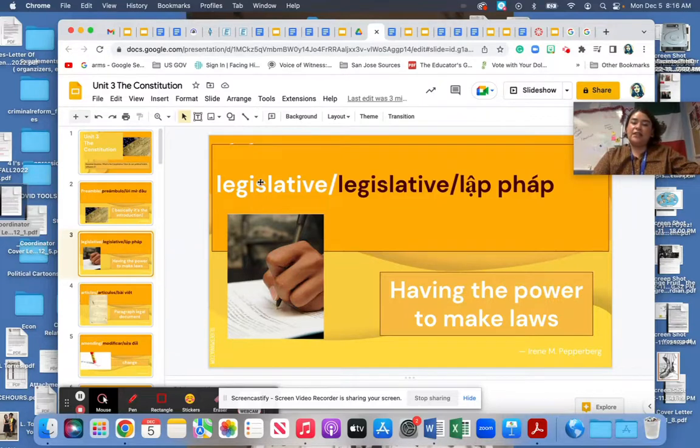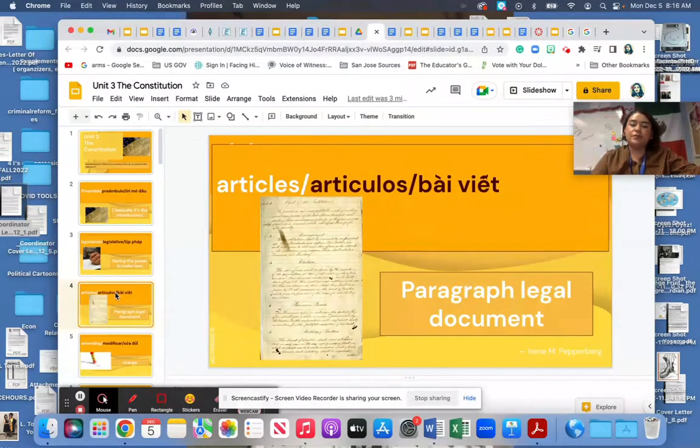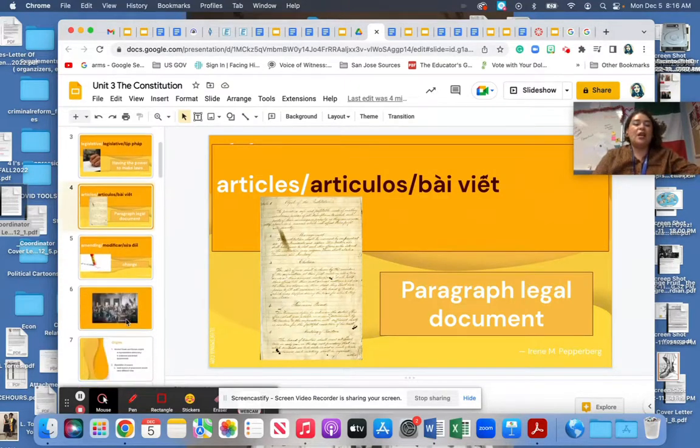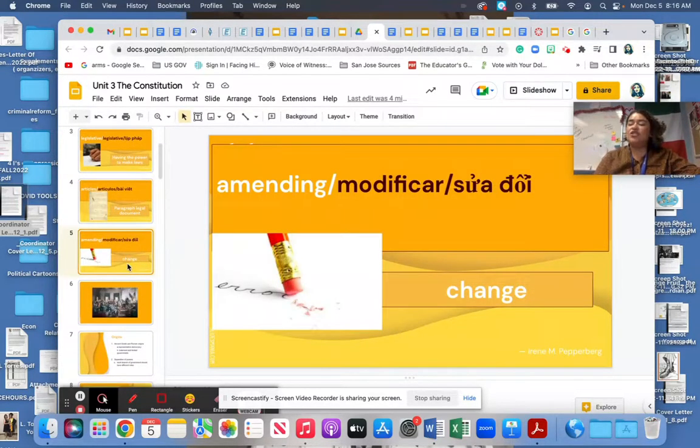Next, we have legislative. That is the power to make laws. Articles: paragraphs in a legal document. In the Constitution, there are articles that describe what the people who are in power can do or cannot do. Article, as you can see here. Next we have amending, just a fancy word for change. When you see amendments, that's what it means as well.